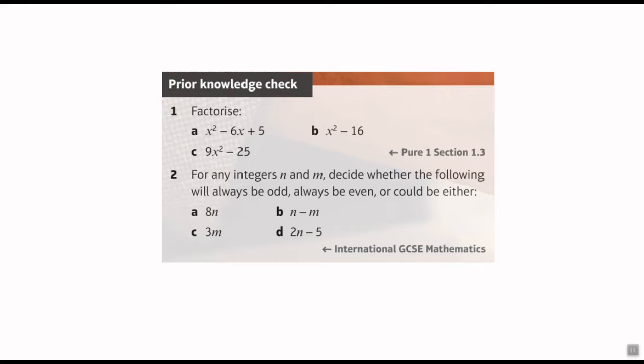Prior knowledge check. Factorize x squared minus 6x plus 5. Quadratic expression, so you need to learn how to factorize quadratic expressions. x squared minus 16, so you can write it as x squared minus 4 squared, a difference of two squares. 9x squared minus 25, so you can write it as (3x) squared minus 5 squared. This is from Pure Mathematics 1 and IGCSE Mathematics, so you need to revise.